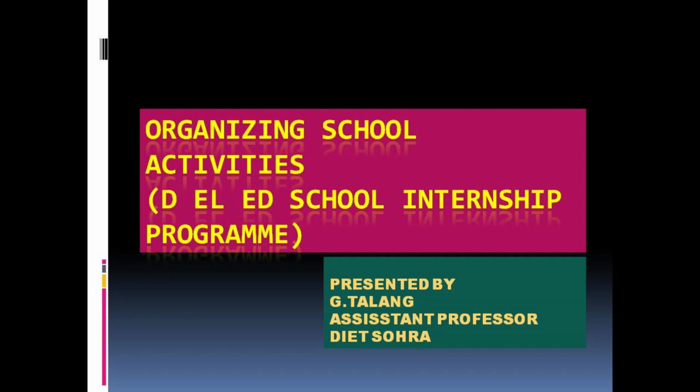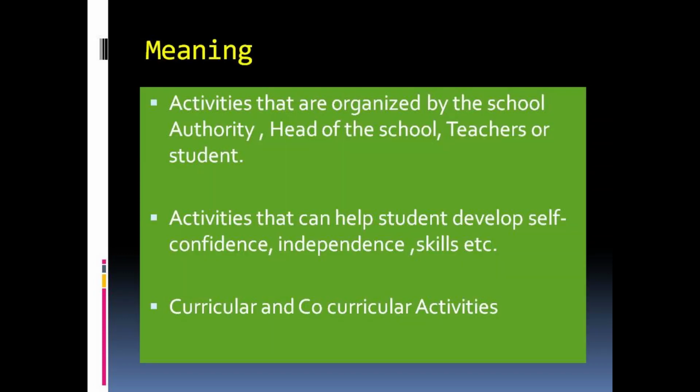Organizing school activities, meaning activities that are organized by school authority, head of school, teachers, or student. Activity that can help students develop their self-confidence, to make them independent, and to help them to acquire different types of skills. It could also be curricular or co-curricular activities.